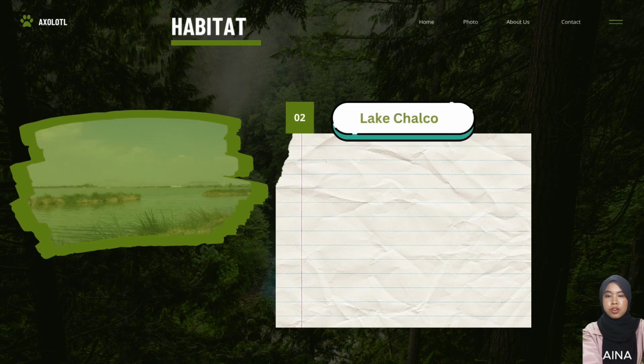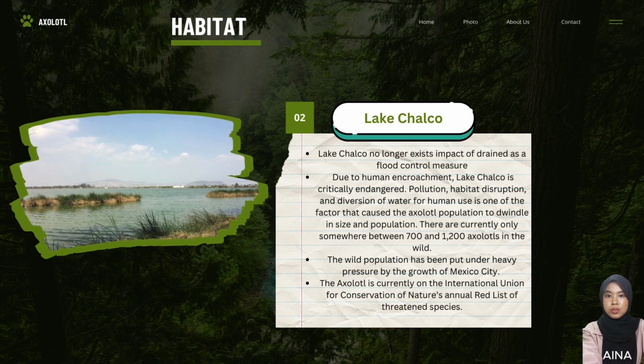The second habitat for axolotl is Lake Chalco. Lake Chalco no longer exists, due to the impact of drainage as a flood control measure. Due to human encroachment, axolotl is critically endangered. Pollution, habitat disruption, and diversion of water for human use are some of the factors that cause the axolotl population to dwindle in size and population.